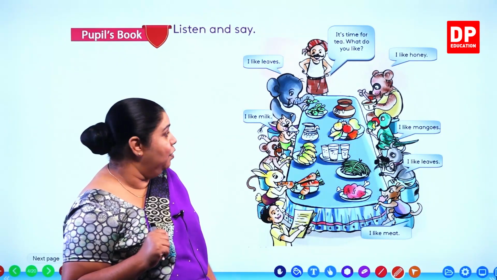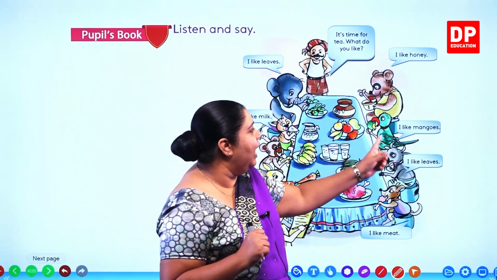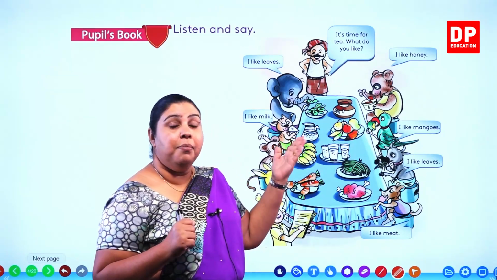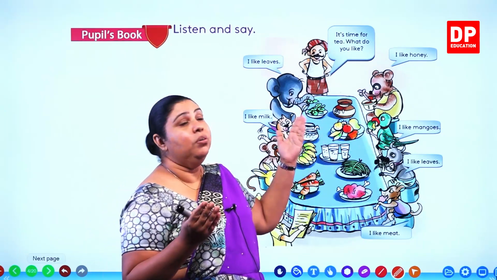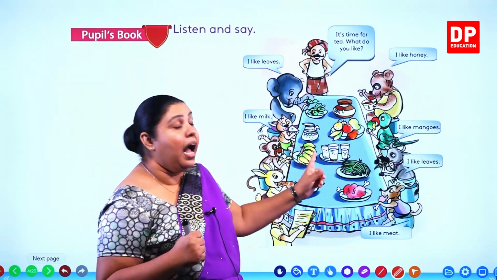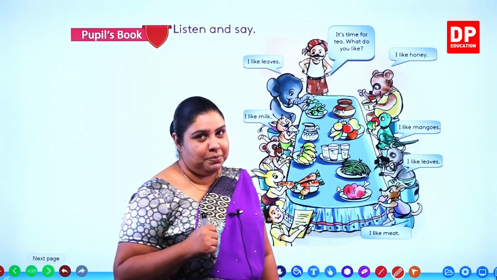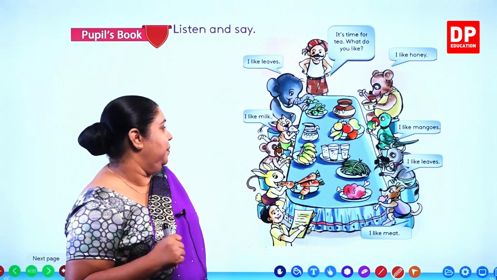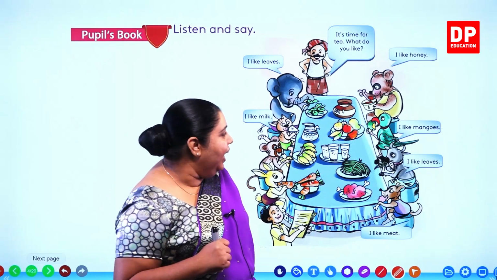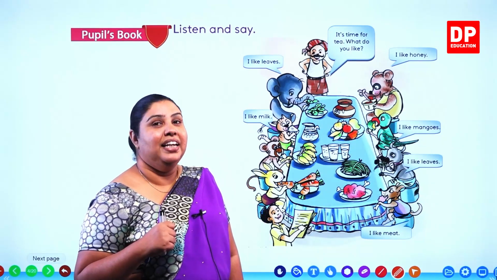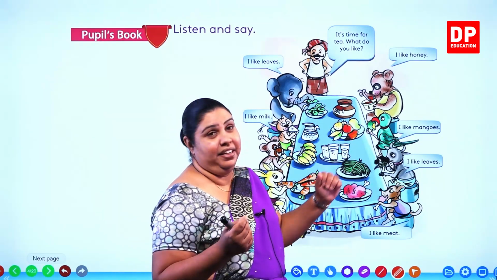Right? Then we have the parrot. Oh, the parrot. I like mangoes. Now, because the farmer asked what they like to have for tea, they are coming out with their favorite food. The parrot says, I like mangoes, because parrots love to eat fruits. Then we have a cow over here. Right. I like leaves. What do cows like to eat? They like to eat leaves.